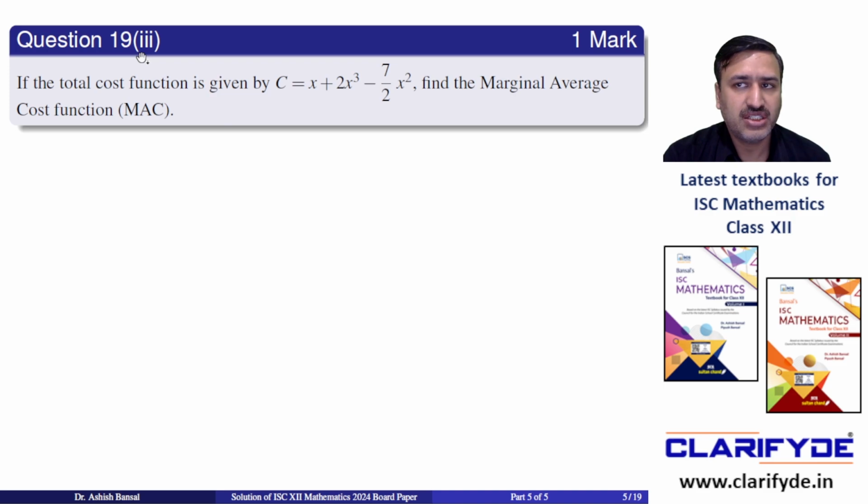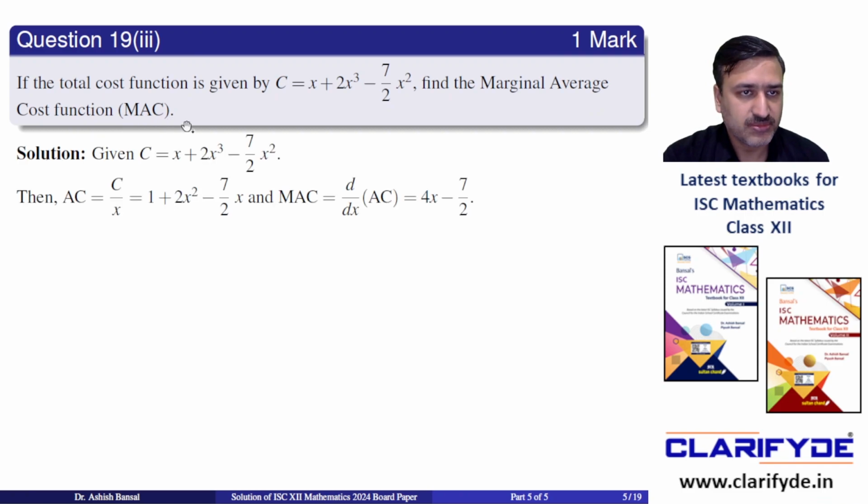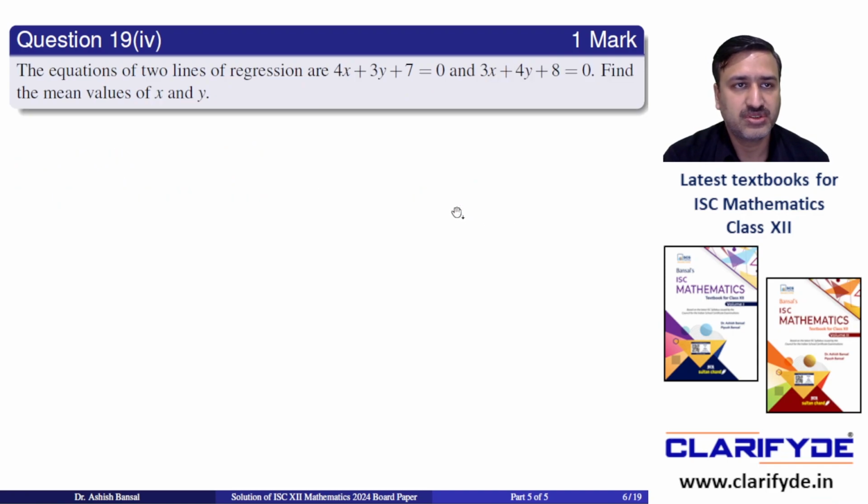Question number 19, third part. If the total cost function is given by c equal to x plus 2x cube minus 7 by 2 x squared, find the marginal average cost function MAC. So we are given c equal to this. So average cost will be c by x, and marginal average cost would be the derivative of the average cost, which is 4x minus 7 by 2.